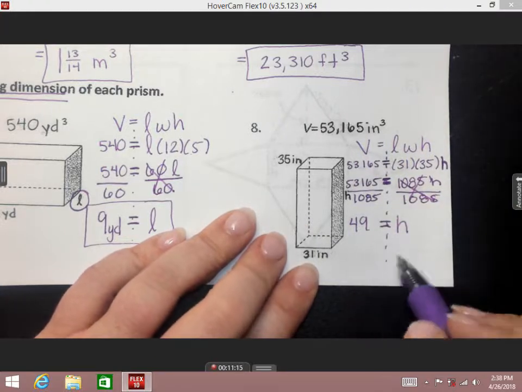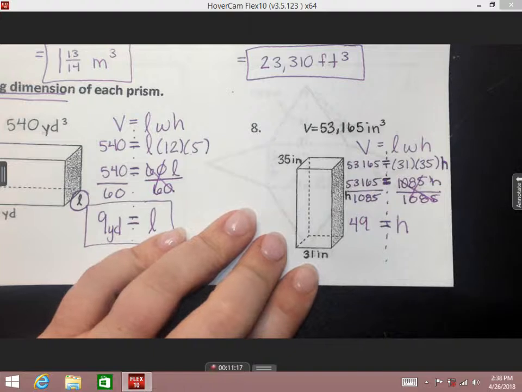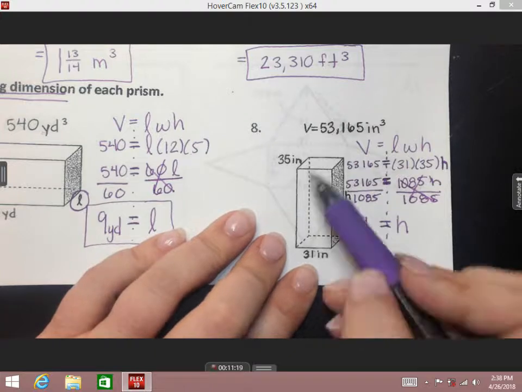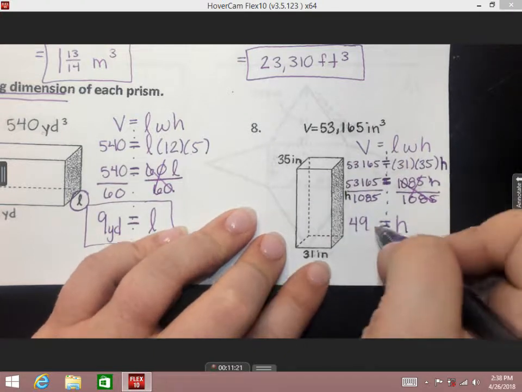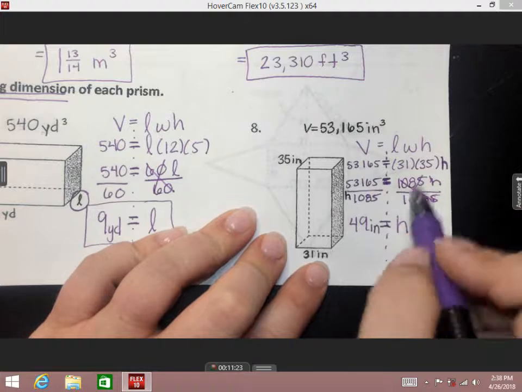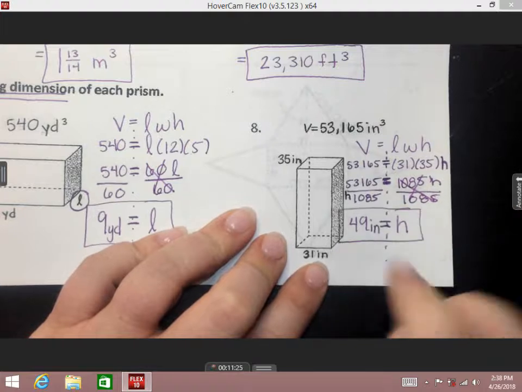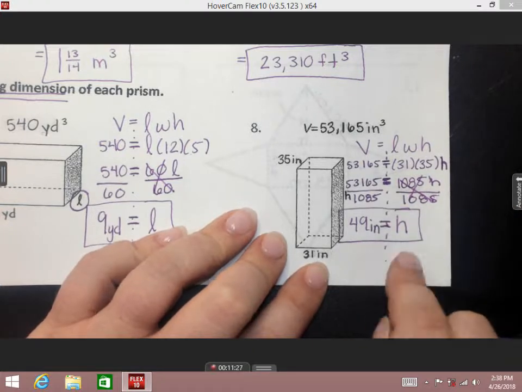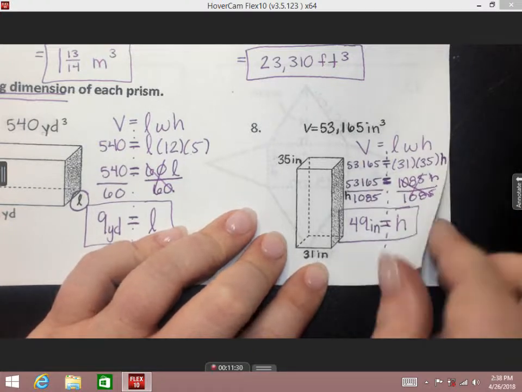But we need to know 49 what? 49 miles, 49 feet, 49 inches. What is it that we're talking about here? And it did say inches. And it is just the height, how high it is, so we're not going to put squared. We're not going to put cubed. It's just 49 inches.